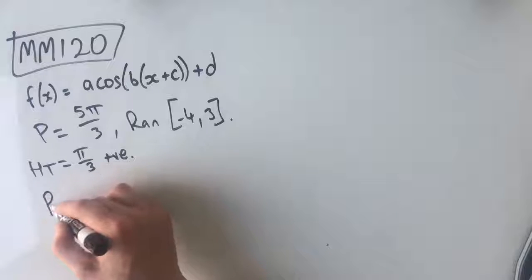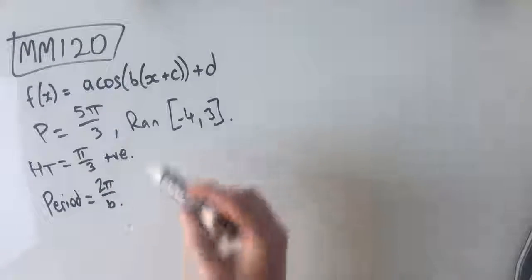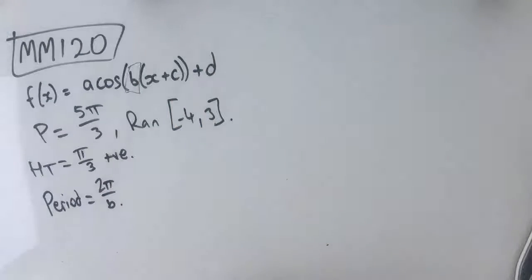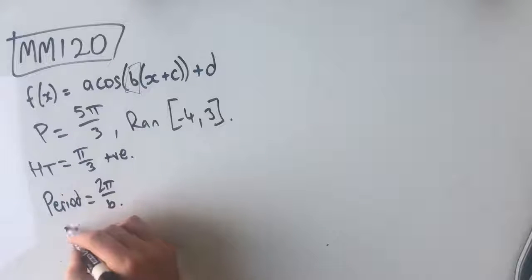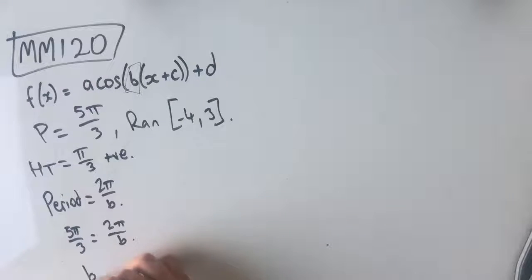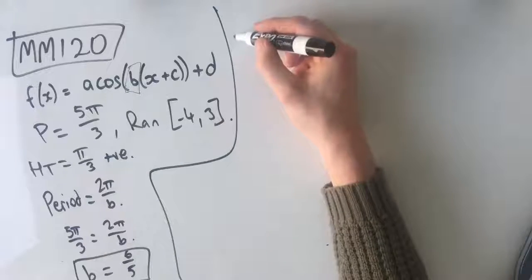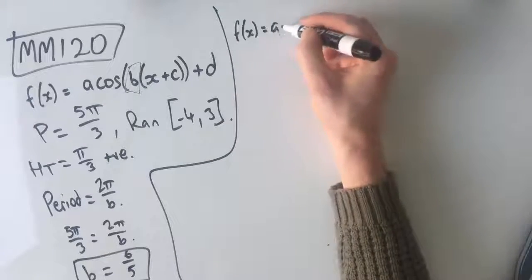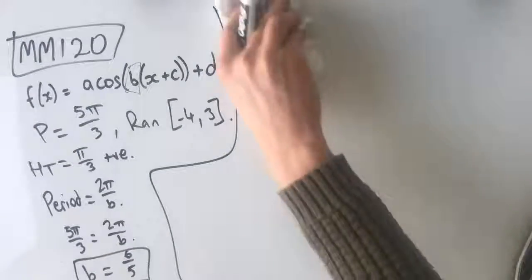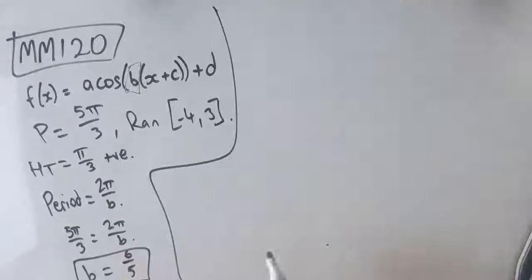So we know that the period of a cosine function is given by 2 pi over b, where b is our coefficient out the front of the x bracket. We also know that the period is 5 pi on 3, which means that 5 pi on 3 is equal to 2 pi over b, which means that b is equal to 6 over 5. So this is our first piece of information that we have, okay? Which means that we now know that f of x is equal to, actually I'm not going to write this out because I'm going to run out of room, but we know that this b here is 6 on 5 because of this working out here.